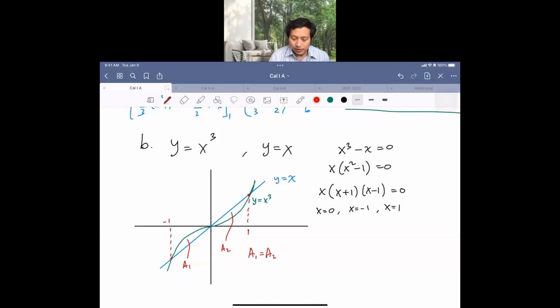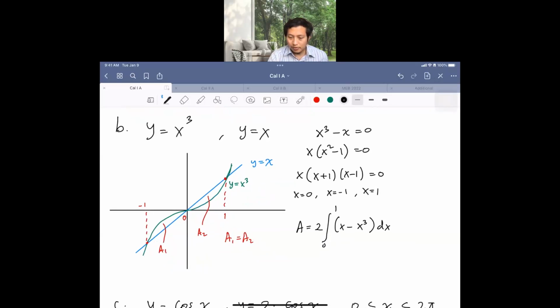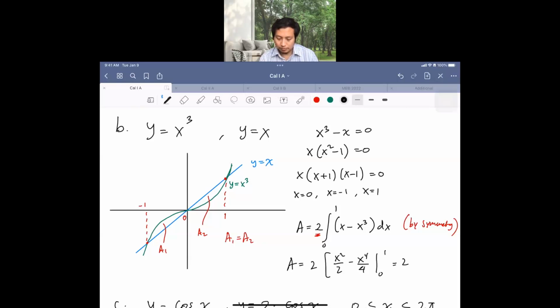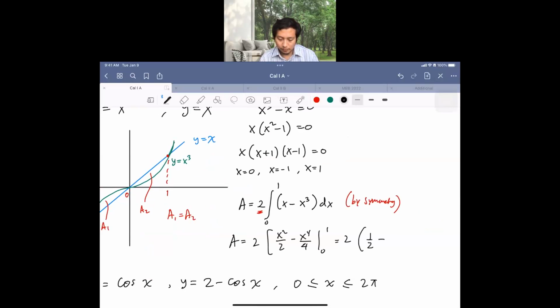So let's look at 0 to 1. So the area, we have twice the integral from 0 to 1 of x minus x cubed dx. This is by symmetry. And then we can take this, x squared, and then 0, 1, 2. So it's half.